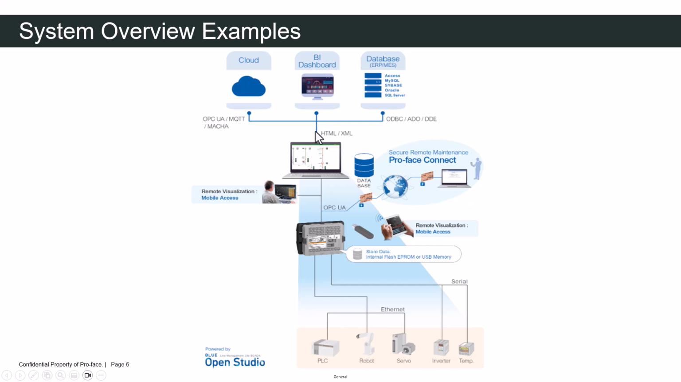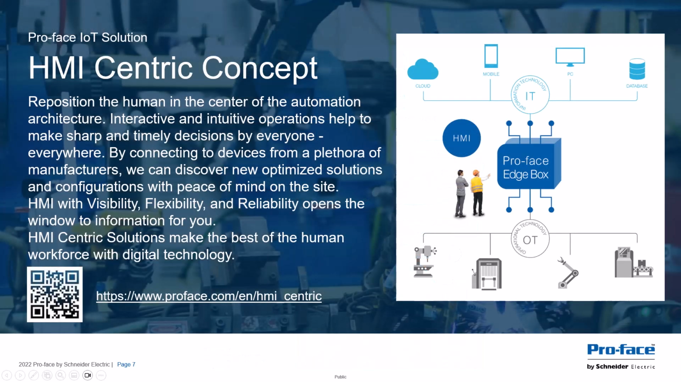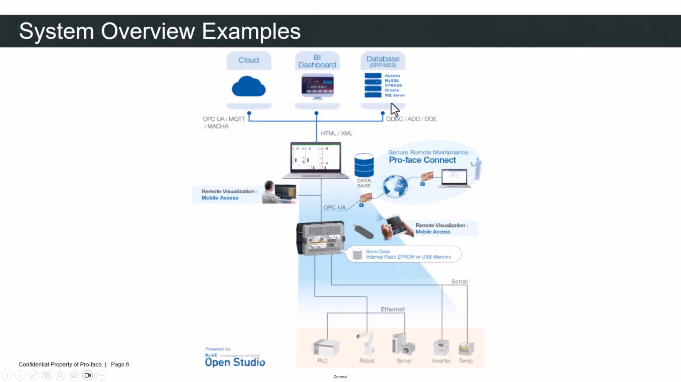And then as we move up in the hierarchy, we're talking about using OPC UA or MQTT to talk to a cloud service. We can use tools like business intelligence dashboards, and things like that. And then we also have the ability to get data into databases. So the concept is that we're delivering data from the lower level all the way up through the top level via this fairly simple, easy to use box.